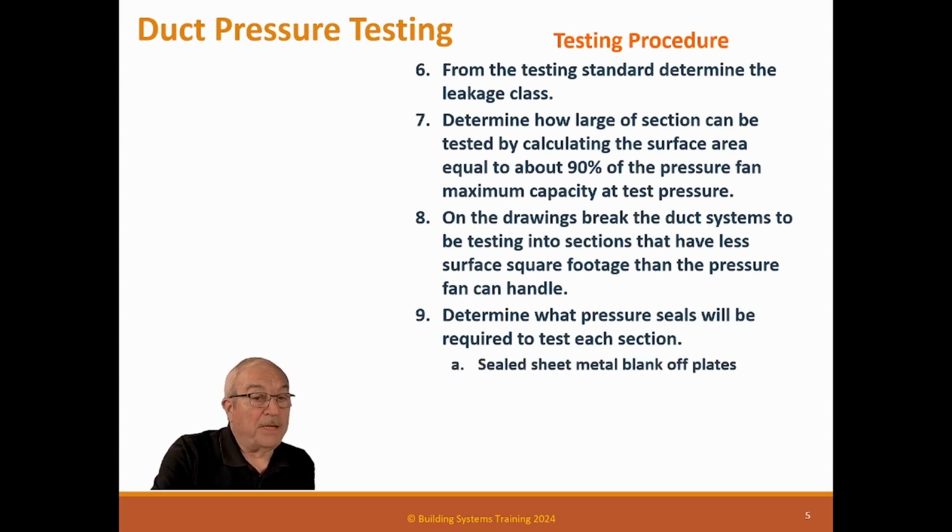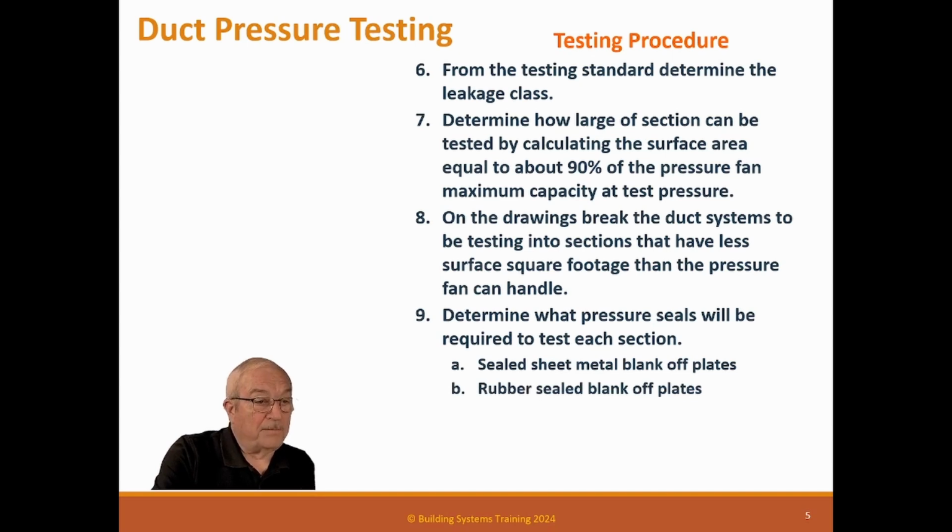Sealed sheet metal blank-off plates. So if you're breaking a 48 by 24 inch duct apart, you're probably going to need a sheet metal flange heavy enough to seal off that end of the duct. It's not going to be a piece of cardboard. It's going to have to be something more substantial.